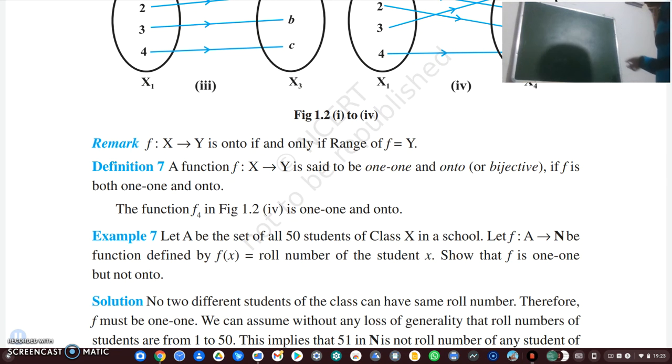Onto, meaning that it is possible that two elements map to one. Okay, so that's onto. Now one-one means that in Y, 8 should have only one pre-image in the domain. 8 should have only 2, it cannot have 2 and 3 both. If it has 2 and 3 both, then it cannot be one-one.